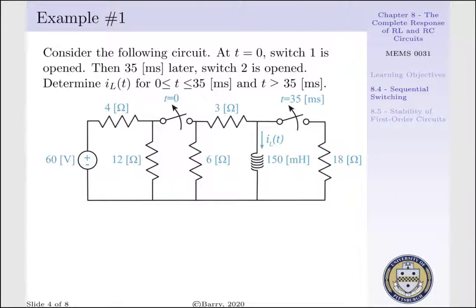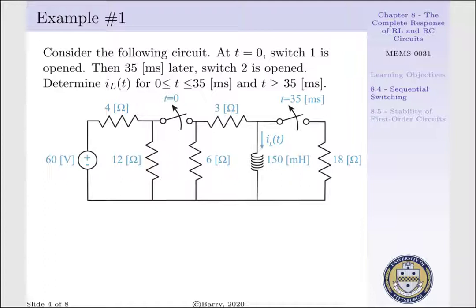At time t equal to 0, switch 1 is opened. Then 35 milliseconds later, switch 2 is opened. If we want to determine our current as a function of time within the period of 0 to 35 milliseconds, and thereafter, we need to employ the behavior of an RL circuit with sequential switching.